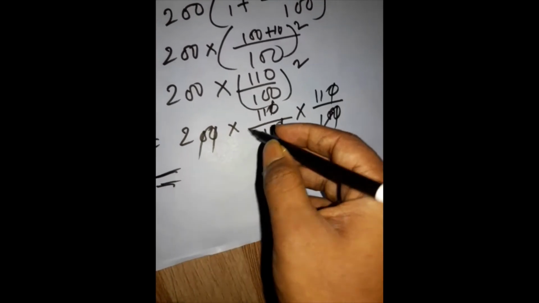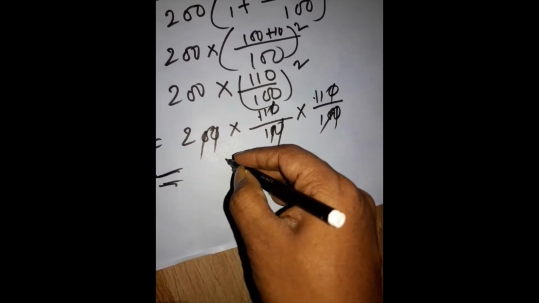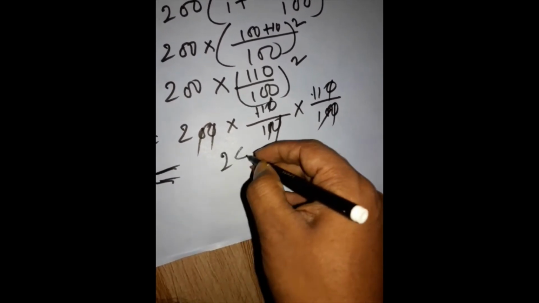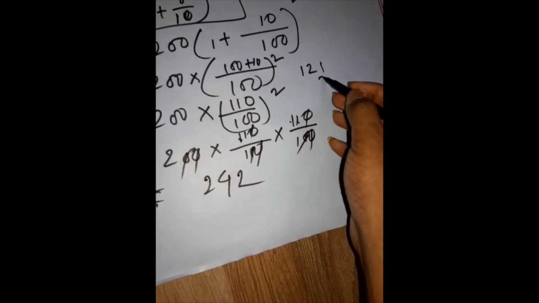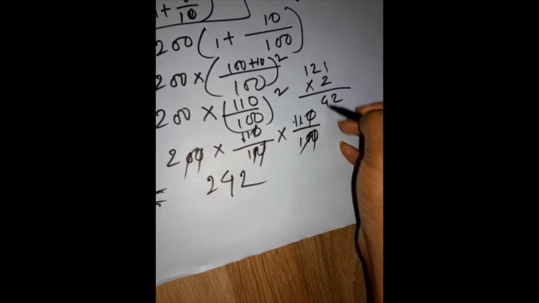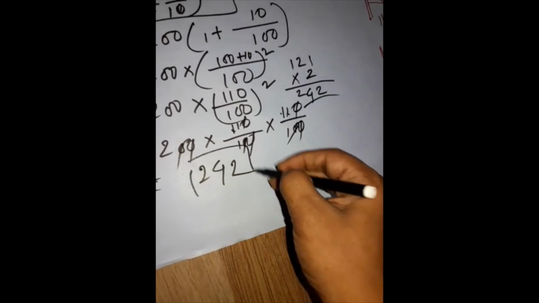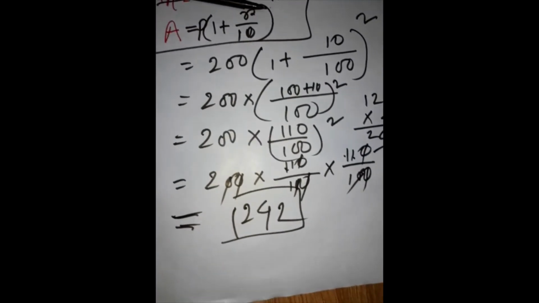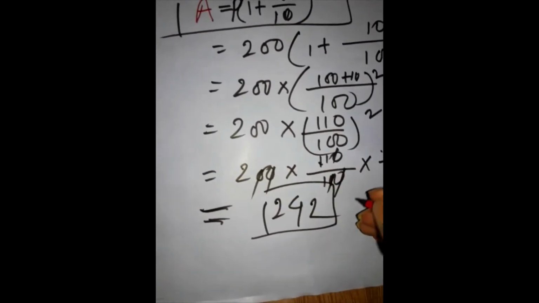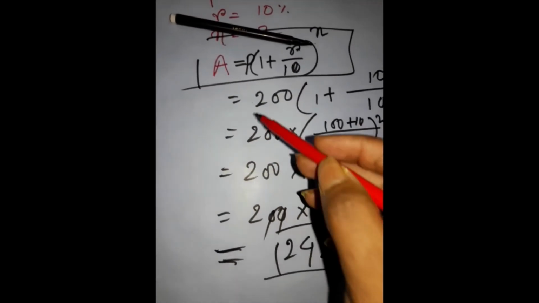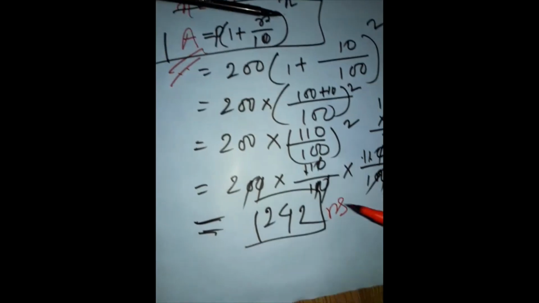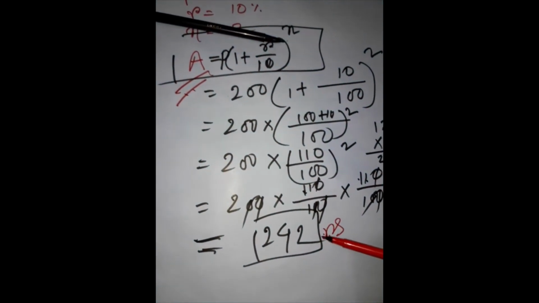So if you do it like this, this is nothing but 242. It is 11 into 11, 121. 11 into 11 goes to 121. So 121 into 2, that means 242. That is 242, your answer. Here it is. So 242 is not the interest, it is the amount. Here it is A. So what is A? A is nothing but the amount after 2 years.